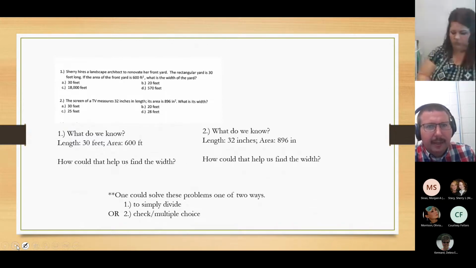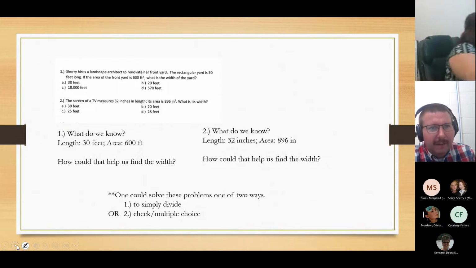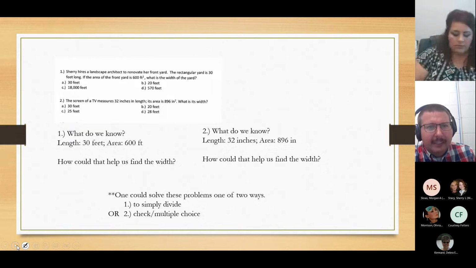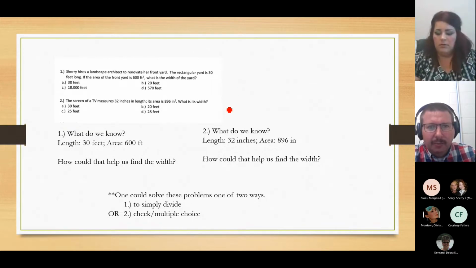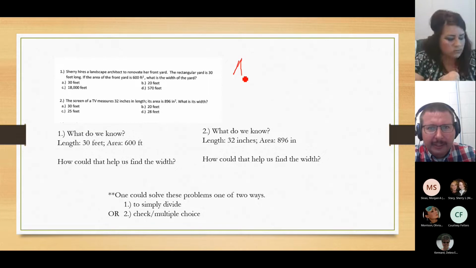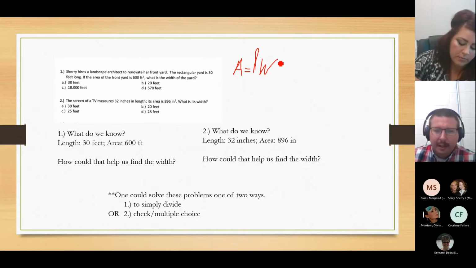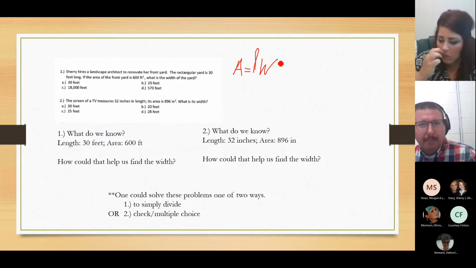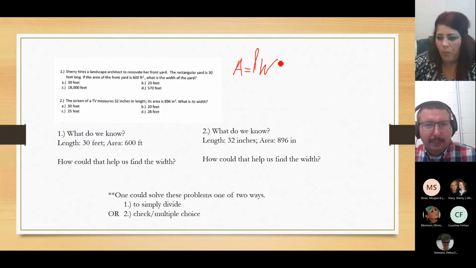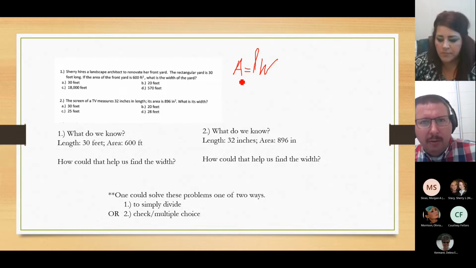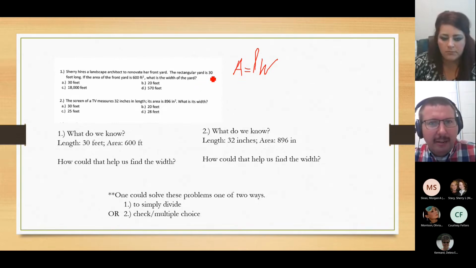Number 1 says that the rectangular yard is 30 feet long and the area is 600 feet. So one way, and we're still using that same formula, since it's multiple choice, and it most likely will be, hint, hint, hint, we can just plug in what we know. Looking at the very first one, the rectangular yard is 30 feet long. So 30 goes on the outside.